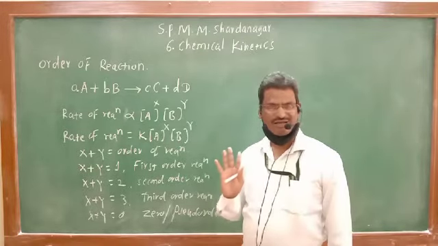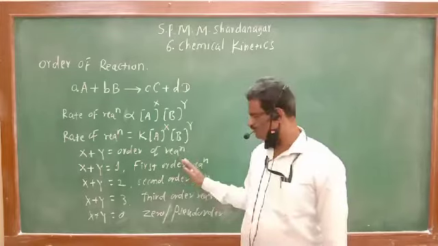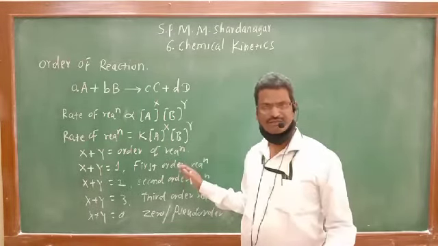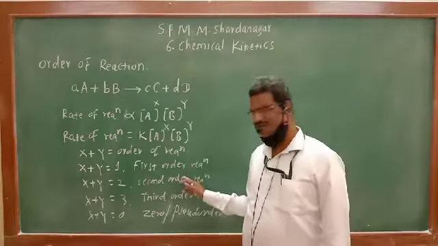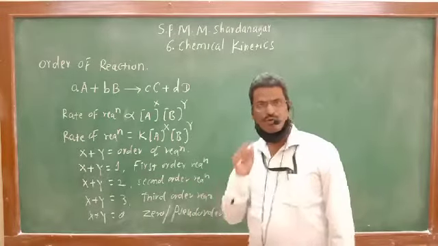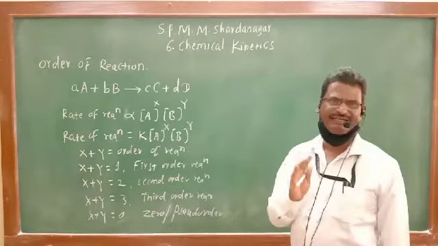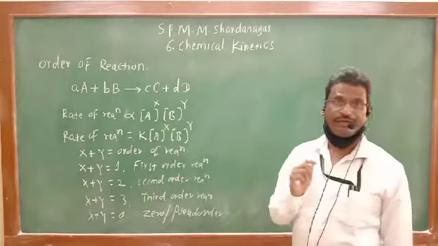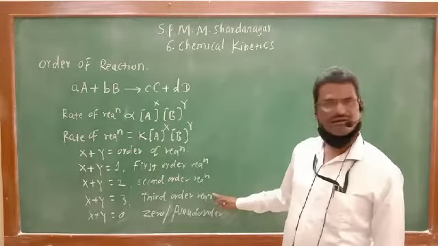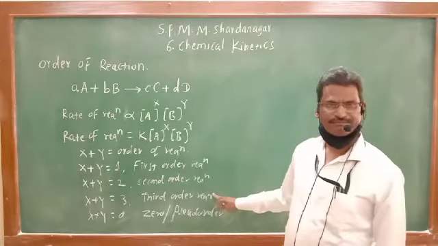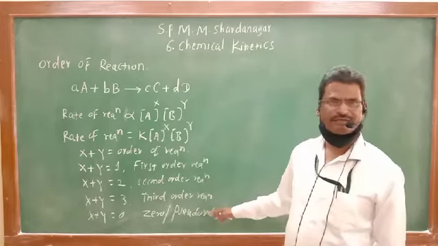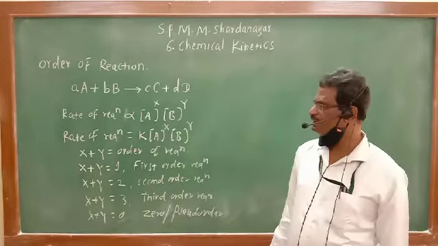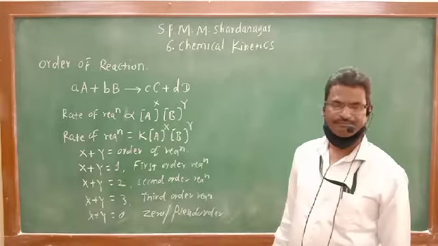Most of the reactions are either first order or second order reactions, and only a very small number of reactions are third order reactions. Very few reactions are zero order reactions. So that is the data about the order of reaction.